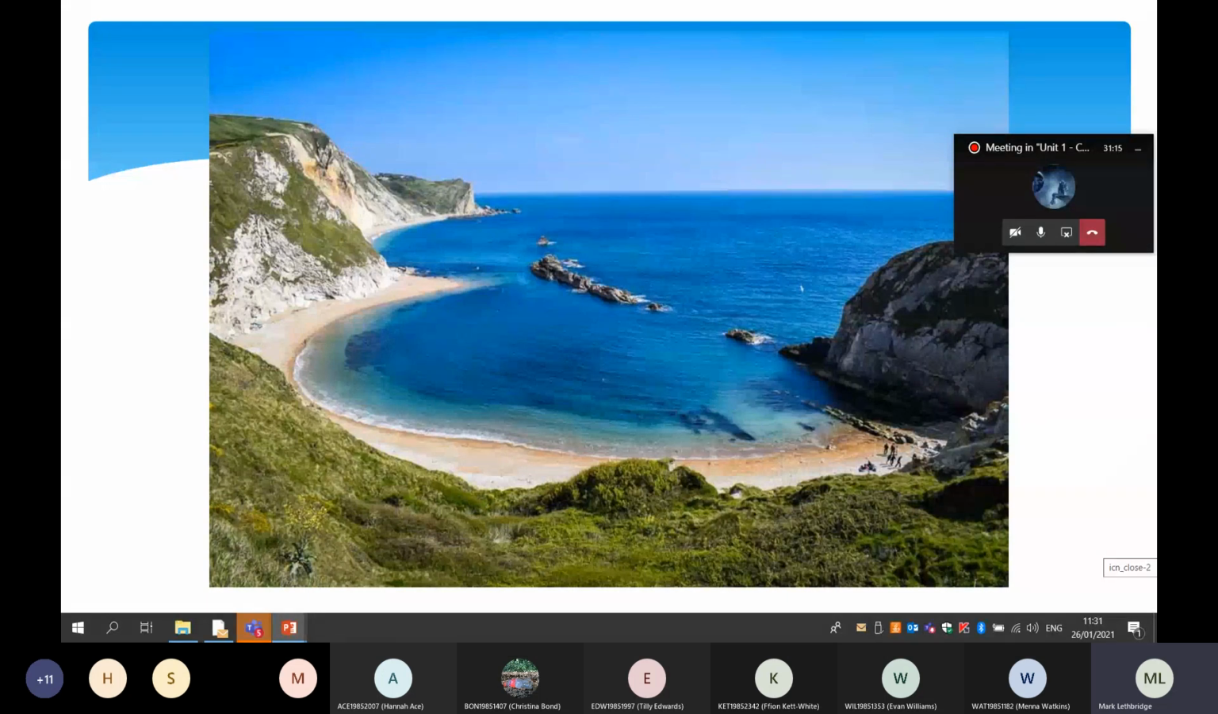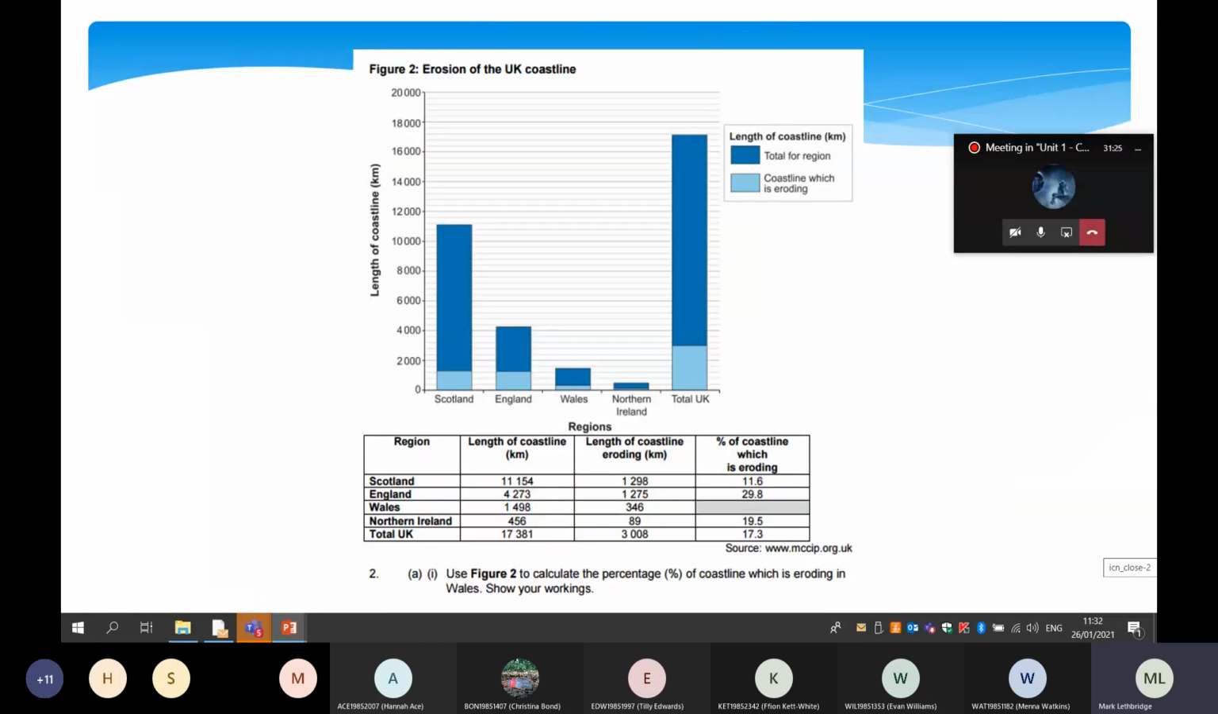Actually, technically 4 questions. And those I would like you to have a little go at. They start off with this one, Figure 2, erosion of the UK coastline. So the first question just wants you to calculate the percentage of coastline which is eroding in Wales, and it wants you to show your working. It is just a little maths question just to check that you know how to make a percentage. If you don't, look it up, then work out the question.